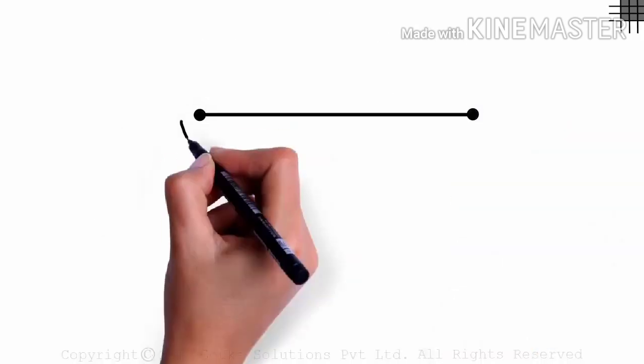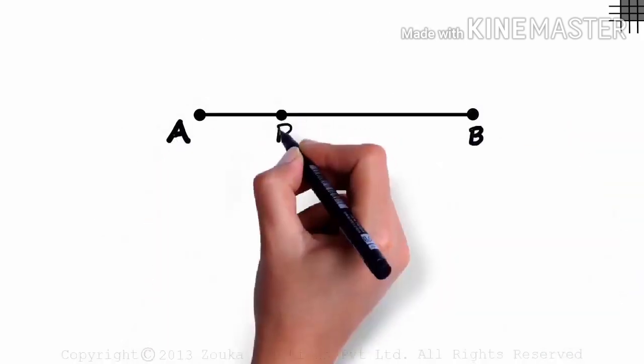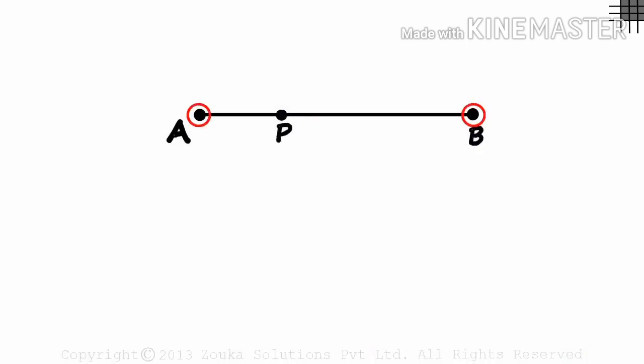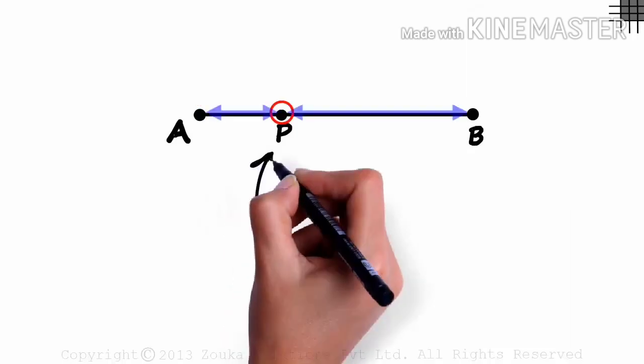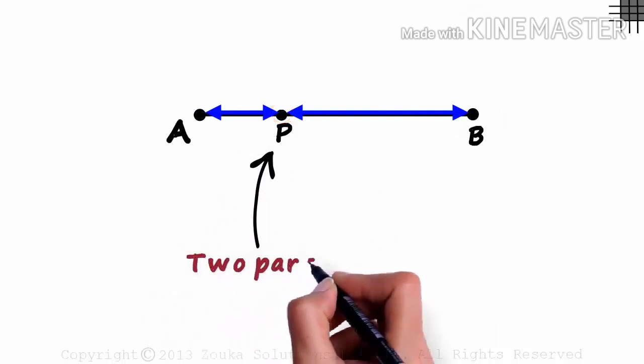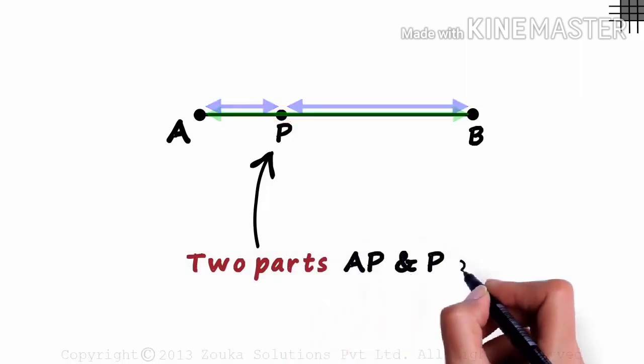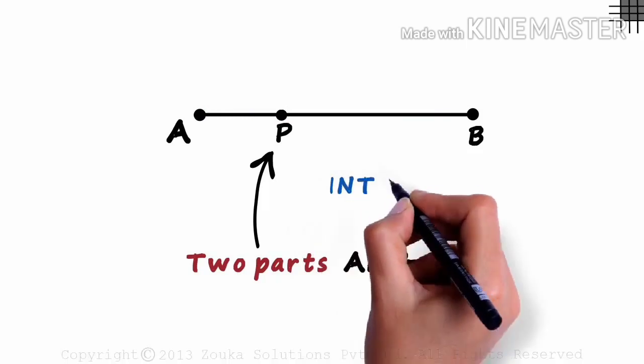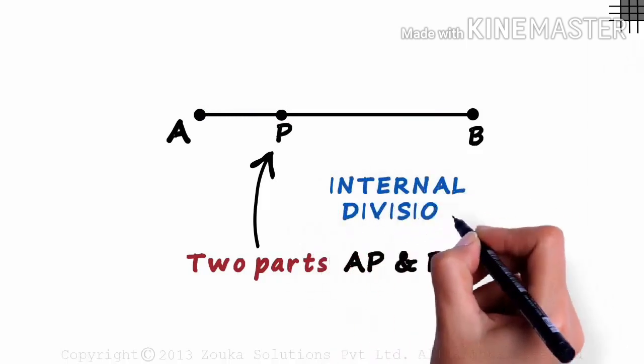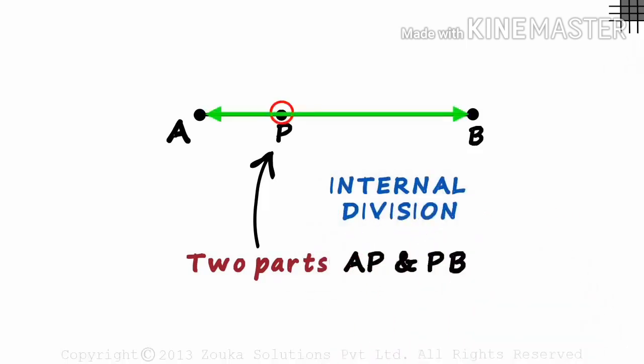The line segment AB and a point P somewhere in between the endpoints. Here, point P is slightly closer to A. Doesn't matter where it lies on the segment, a point will always divide a segment into two parts. In this case, the point P divides the segment AB into two parts, AP and PB. This is called the internal division of a line segment. The point P divides the segment AB internally into two parts.